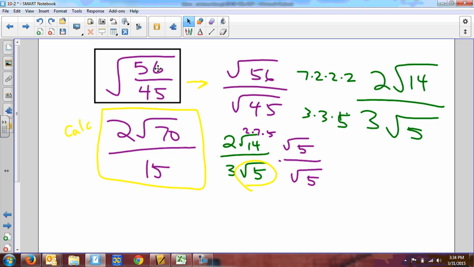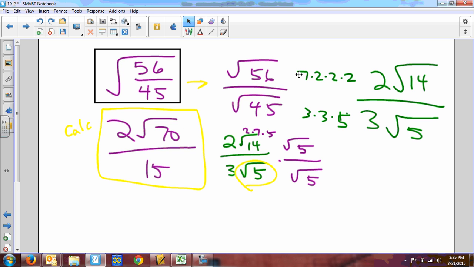So, square root of 56 over 45. Put it in the calculator. It's like 1 point something. I don't even know. Figure it out later. Okay? But what we want to do is put it in the calculator more this way. Square root of 56 over square root of 45. Hit enter and it will give you your answer. Okay? Let's work it out by hand.